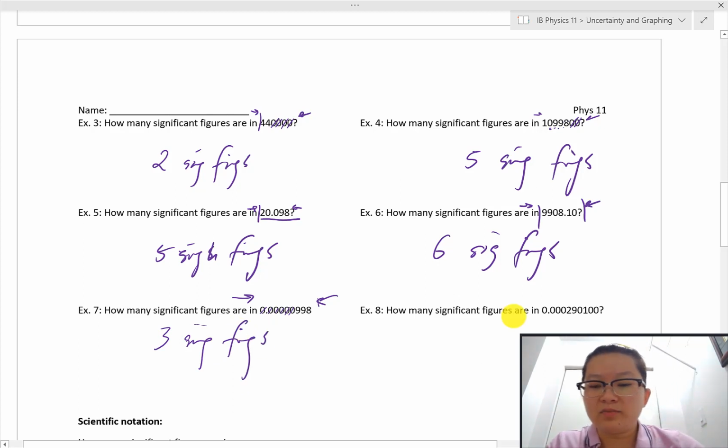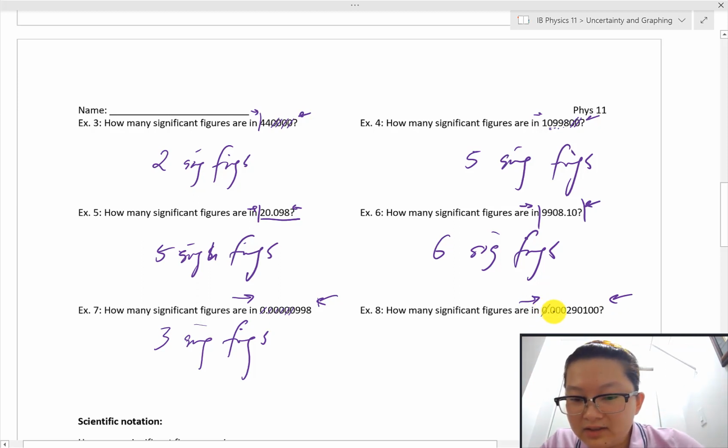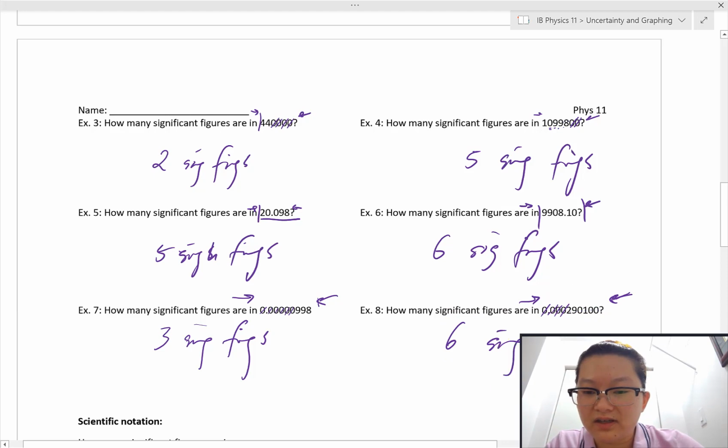Okay. And last but not least, we have number 8, 2 scissors coming from both sides. The one on the left side starts to cut. This one on the right doesn't do anything because it's a decimal. So a total 1, 2, 3, 4, 5, 6 sig figs again.